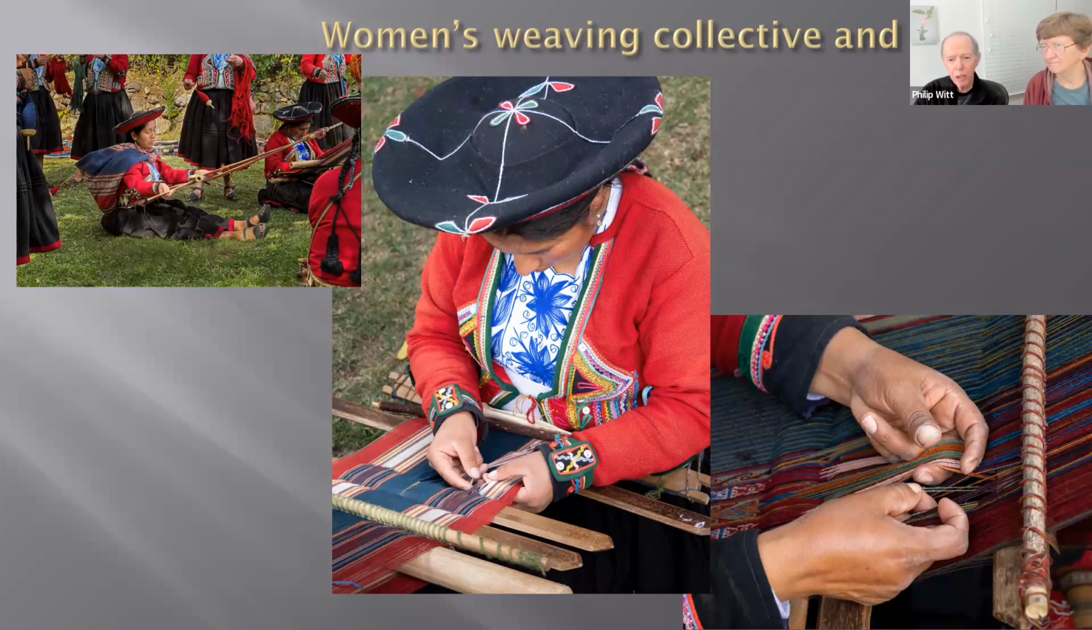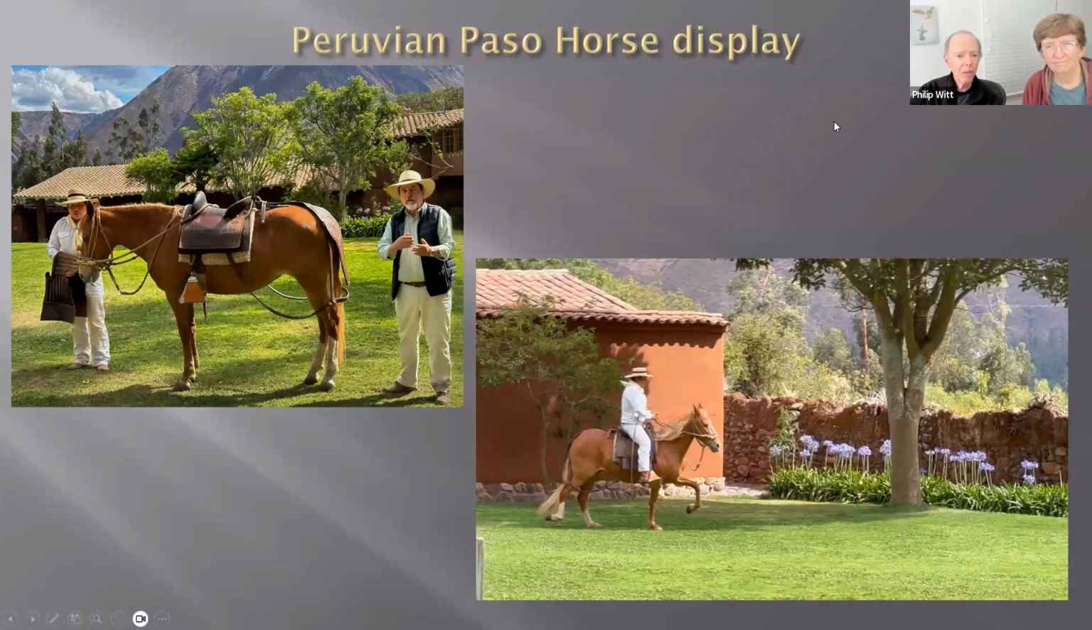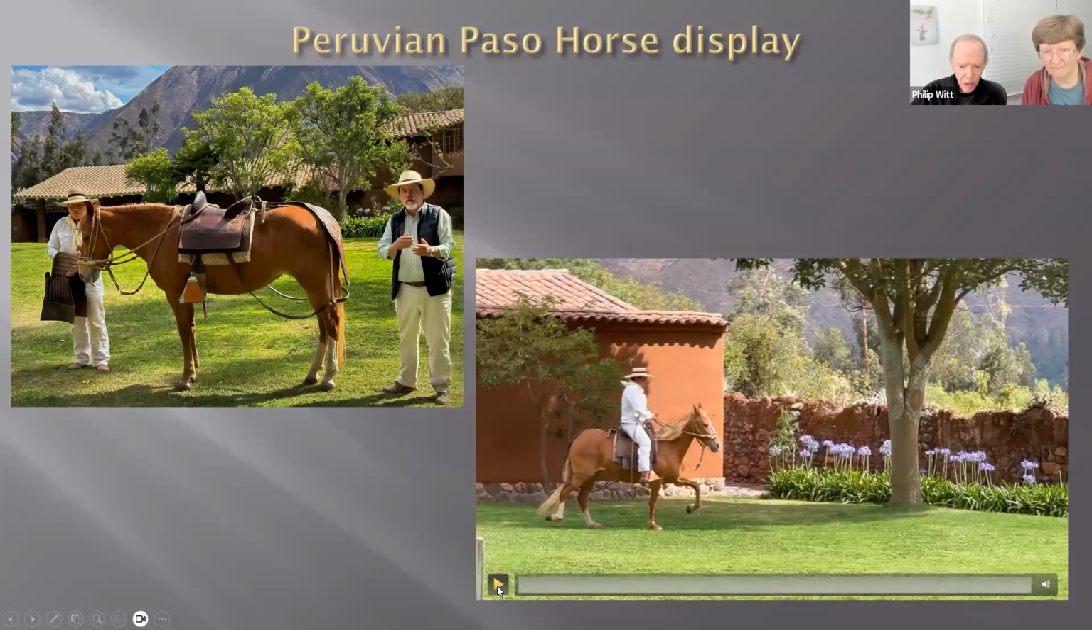At that same location, we saw a demonstration of Peruvian paso horses. These are gorgeous horses that are actually trained. Let's see if this works properly. They have a very smooth gait. If this video works properly, you'll see that this fellow on the right is hardly bouncing at all.